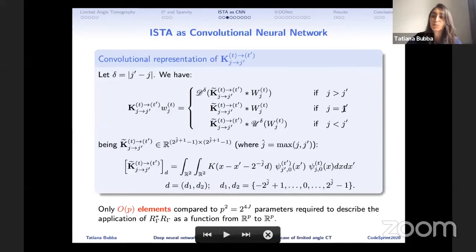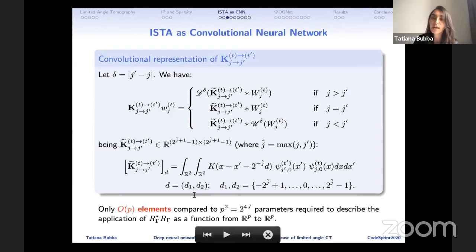If j is equal to j prime, so we stay on the same scale, we simply convolve the kernel with the coefficients, but now reshaped in a 2-dimensional matrix. If j is larger than j prime, then we first convolve and then we apply the downsampling, so that we go to an element that has the same size dictated by j prime. If the situation is reversed, we first upsample our wavelet coefficients and then we convolve with the kernel. Okay, and this is the final formula we can achieve.